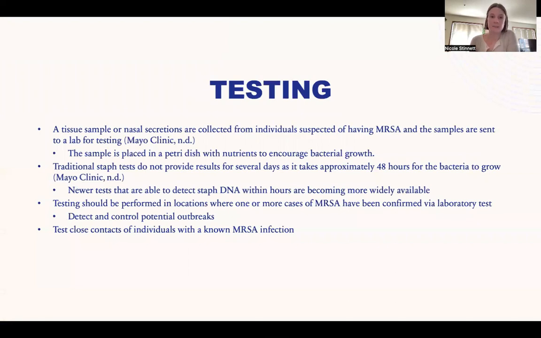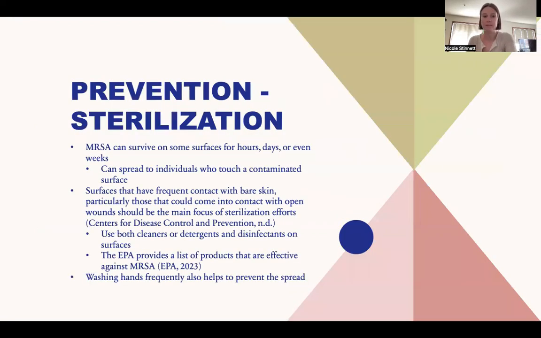To test for MRSA, a tissue sample or nasal secretion is collected from an individual suspected of having MRSA, and the samples are sent to a lab for testing. The sample is placed in a petri dish with nutrients to encourage bacterial growth. Traditional staph tests do not provide results for several days, as it takes approximately 48 hours for the bacteria to grow. But there are newer tests becoming available that are able to detect staph DNA within hours. And testing should be performed in locations where one or more cases of MRSA have been confirmed via laboratory test, and test close contacts of individuals with a known infection to help detect and control potential outbreaks.